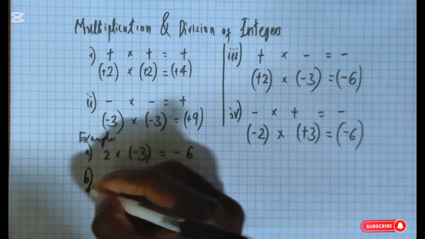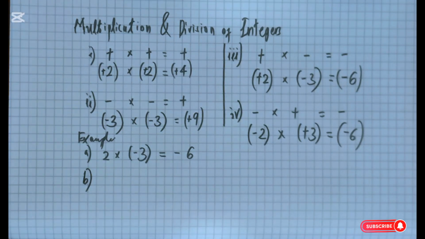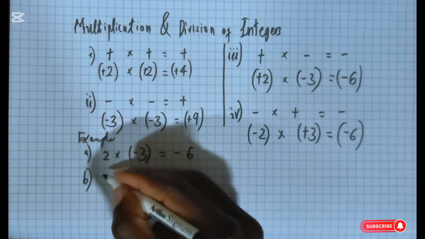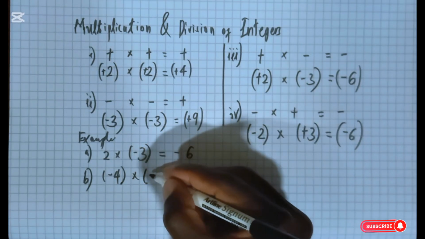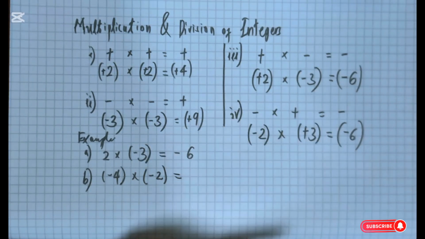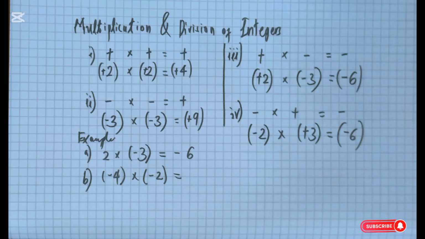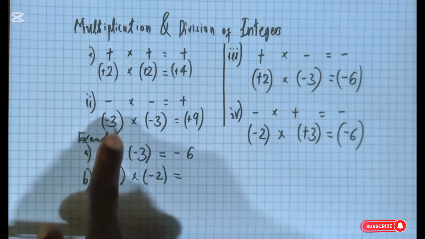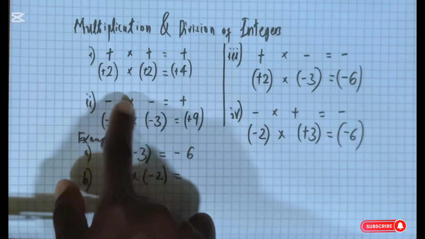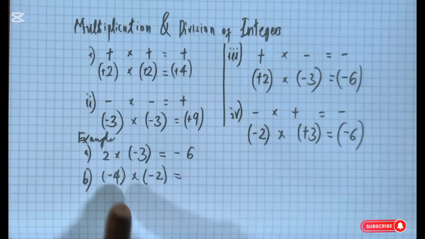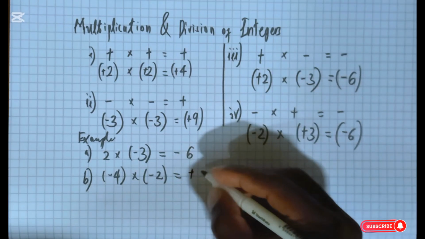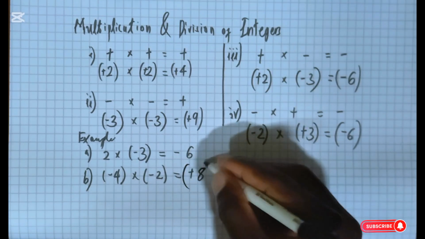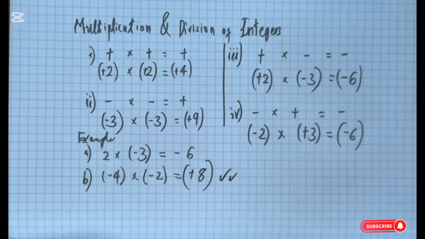And finally, we are going to multiply negative 4 times negative 2, and see what we get. These are a negative number times a negative number. The signs are alike. Negative times negative gives us positive. So it's basically going to be 4 times 2, which will give us positive 8. And that's going to be our answer right there.